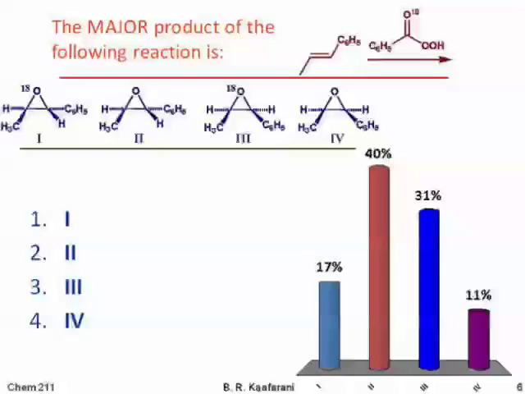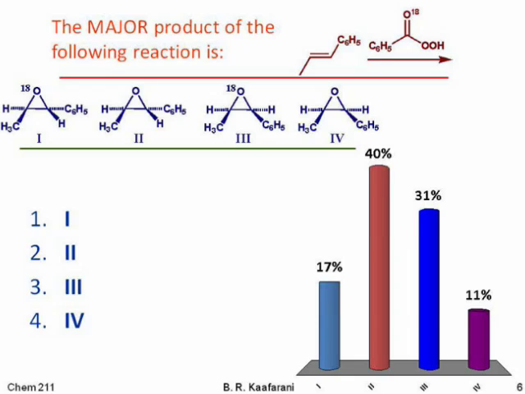So you're split about this question. 17% answered 1, 40% answered 2, 31% answered 3, and 11% answered 4. So you have an alkene, the two groups are trans, and you are doing an epoxidation. This reaction is stereospecific. You started with groups that are trans, they must be trans in the product.